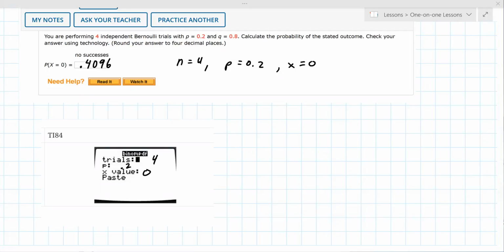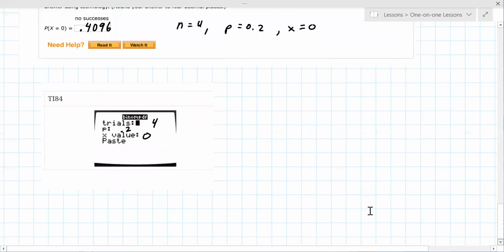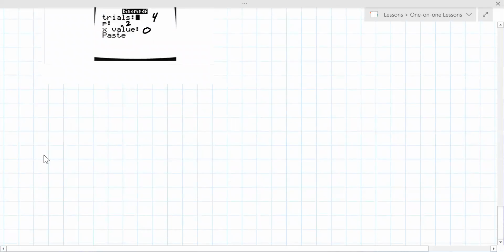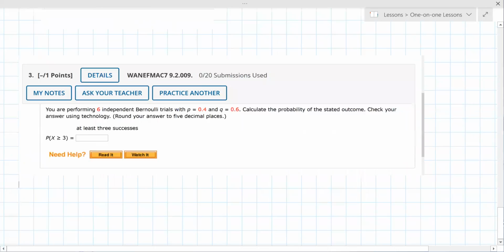All right, so next question. This one is a variation on the one that we just did. I'll give you a couple of ways to do it, because there is another button sequence you may have to go through.